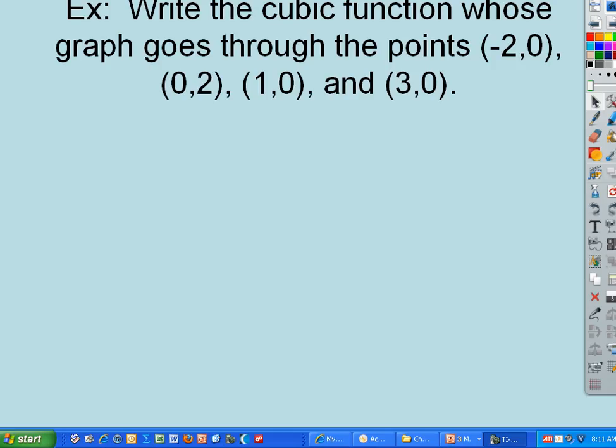Does anybody notice anything interesting about those 4 points? They all have a 0, and in particular, the fact that this one has a 0 is kind of an accident. But what about the other 3? The zeros for the y. Yeah, the y values are 0 in each case, so those are zeros of the function, right?